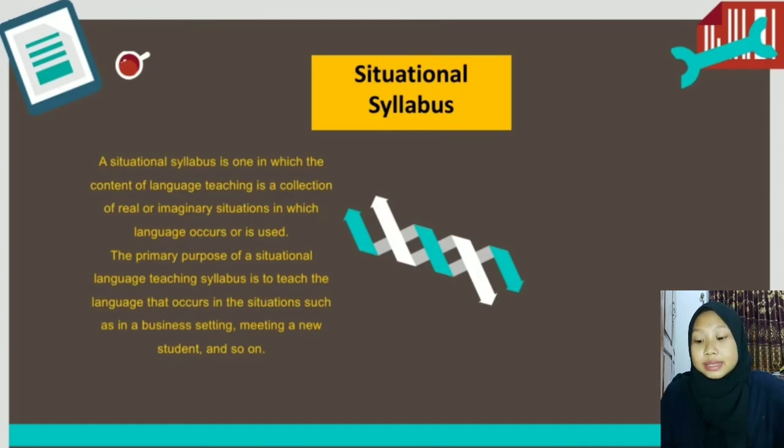Next, situational syllabus. A situational syllabus is one in which the content of language teaching is a collection of real or imaginary situations in which language occurs or is used. The primary purpose of a situational language teaching syllabus is to teach the language that occurs in the situation, such as in a business setting, meeting a new student, and so on. Example: situations in the post office, classroom, front office, in a hotel, and etc.